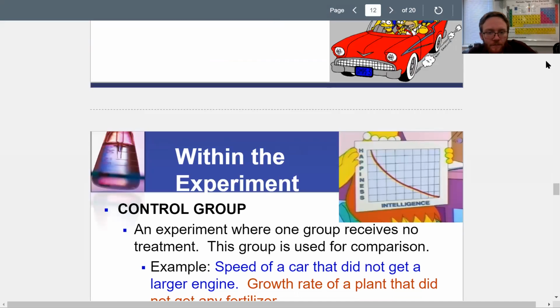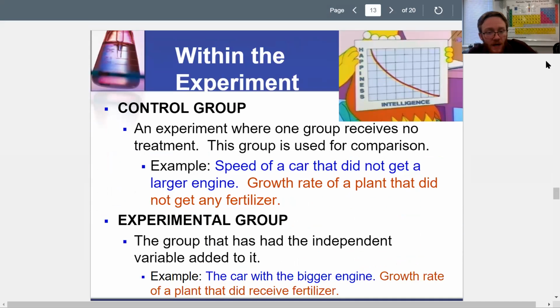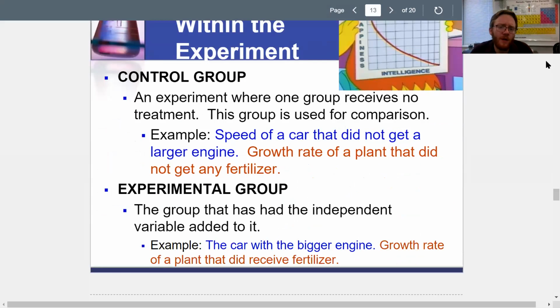So within the experiment, you've got two kinds of groups, all right? You've got a control group and an experimental group. So a control group is the one group that receives no treatment. This group is used for comparison. All right. So the speed of a car that did not get a larger engine, you're going to need a baseline to compare to. So you would probably put in a different engine of the exact same size just to prove that it's the size of the engine, not just the original engine that you had.